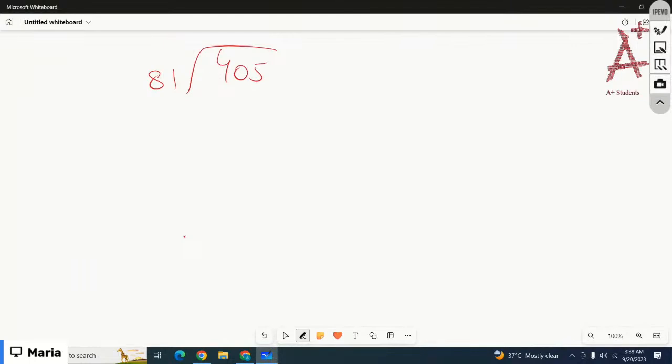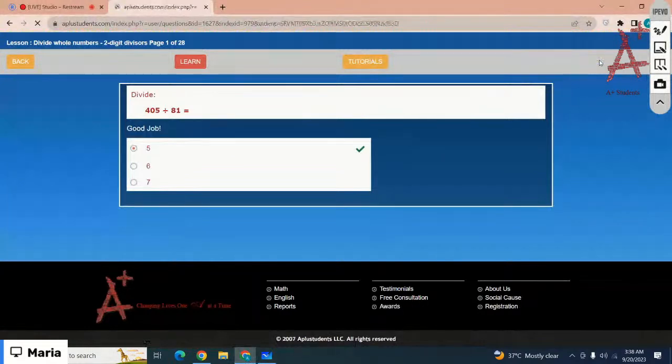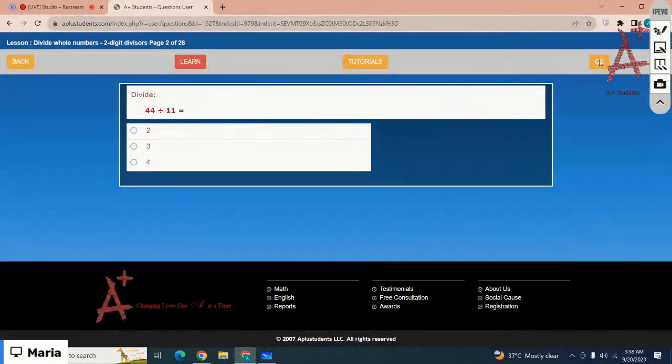81 times 5. 5 times 1 is 5. 5 times 8 is 40. So that would be 81 times 5 is 405, right? The correct option is 5. Okay, if you have any question, any problem, you can just ask. Okay, the next one is 44 divided by 11, which is the correct option. 11 times 4 is 44. The correct option is 4, right?